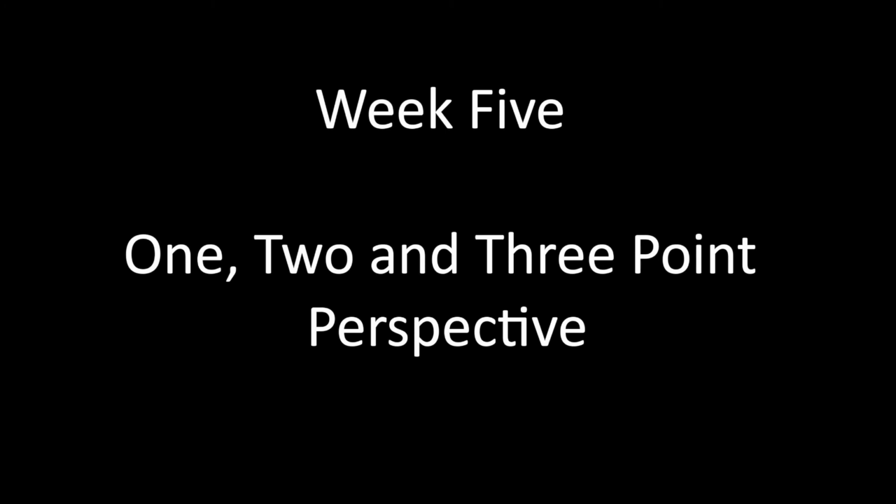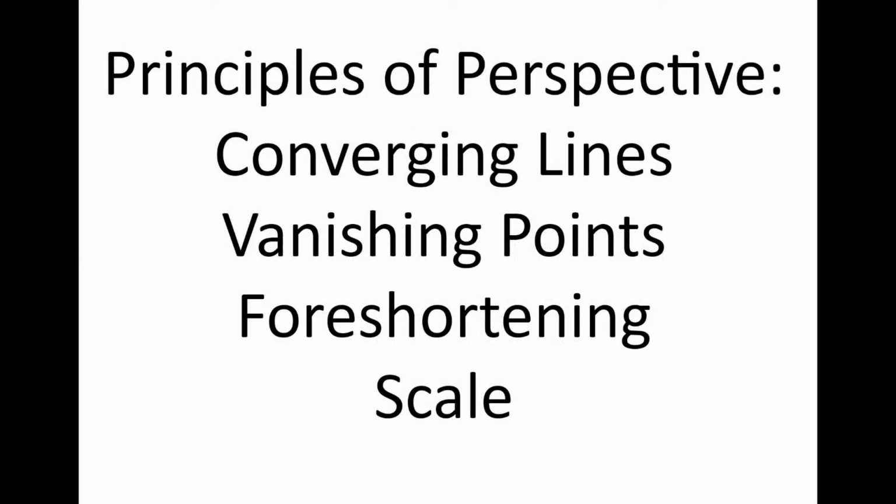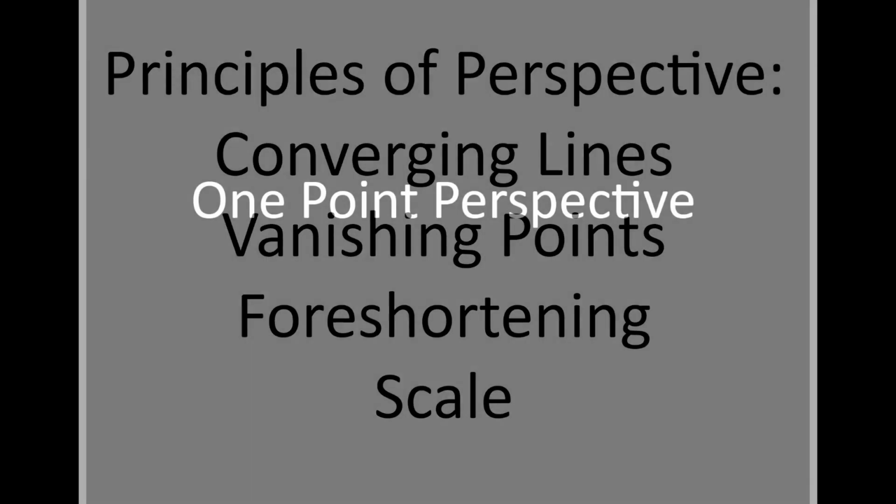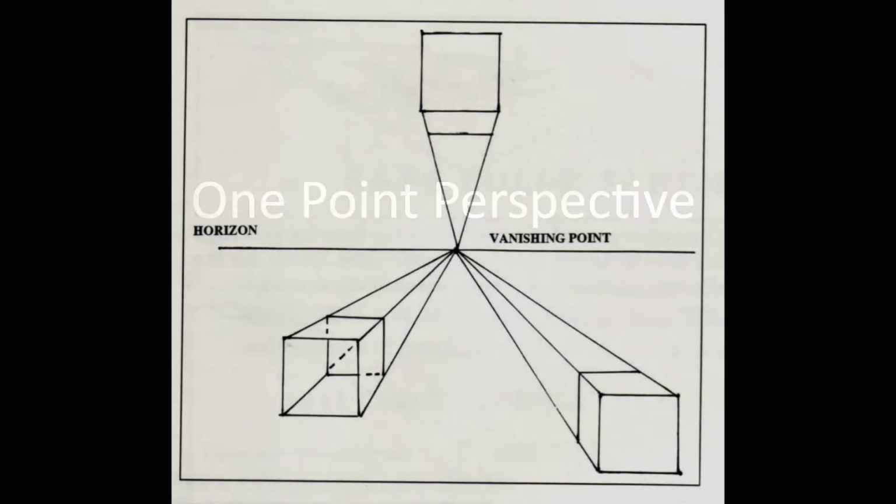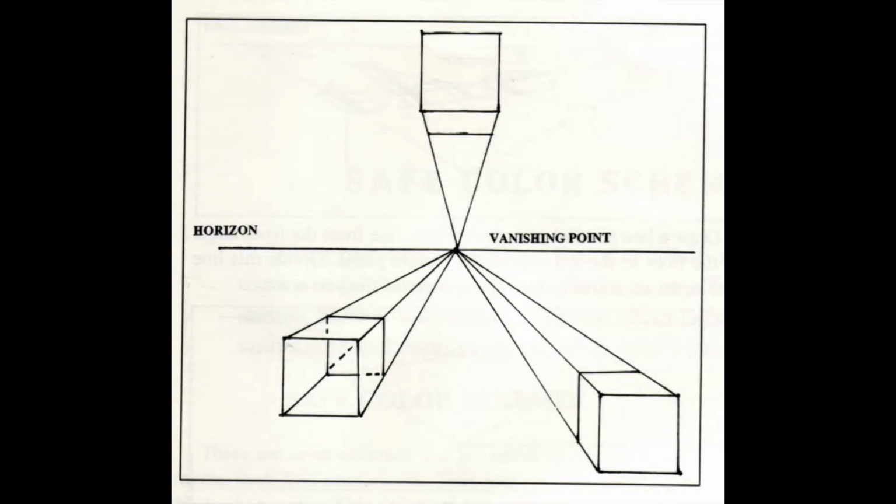Week 5, 1, 2, and 3-point perspective. The principles of perspective are converging lines, vanishing points, foreshortening, and scale. Perspective is a system of pictorial representation. It's a linear perspective, and it creates an illusion of depth.